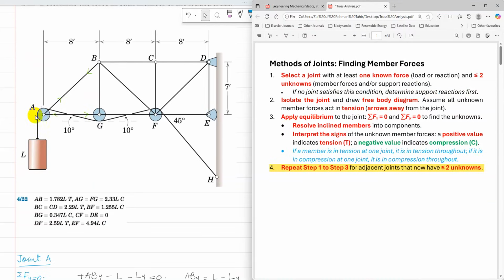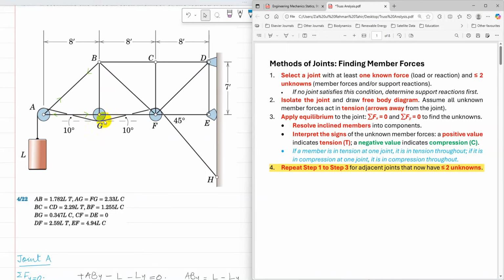So after solving joint A, repeat step 1 to step 3 for adjacent joints that now have two or fewer unknowns. At joint G, BG and FG are two unknowns, and at joint B, BG, BF, and BC, there are three unknowns. So I'm going to start solving G now.